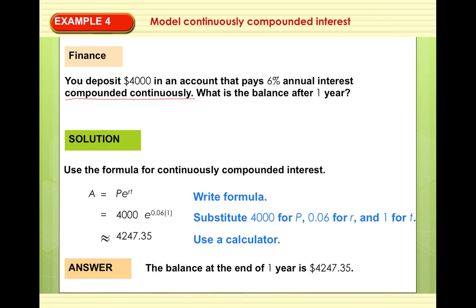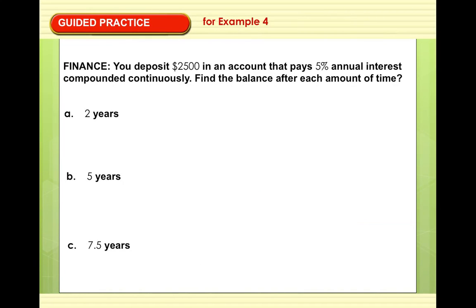So the balance at the end of 1 year, if you compound continuously under these conditions, is $4,247.35. So you've made just under $250 in 1 year's time. Okay? So go ahead and try these 3 problems. It's all the same situation. We're just changing the number of years. Pause your video for a moment to work these out, set up your equation, work it out on your calculator, and then come back to see if you've got the correct amounts.